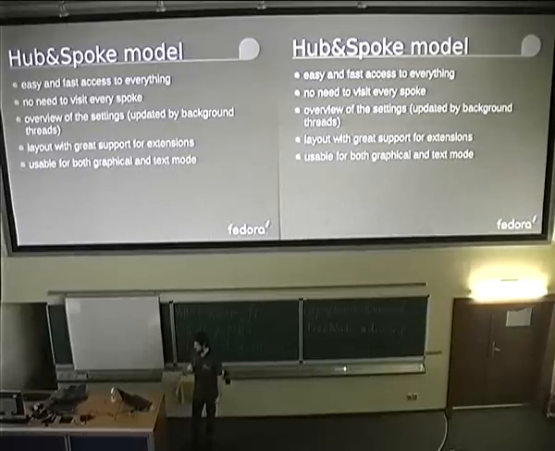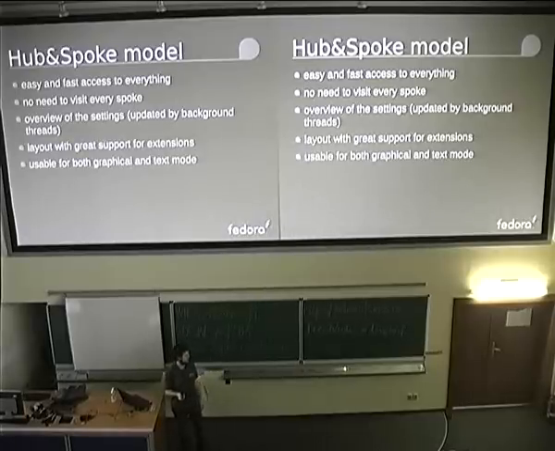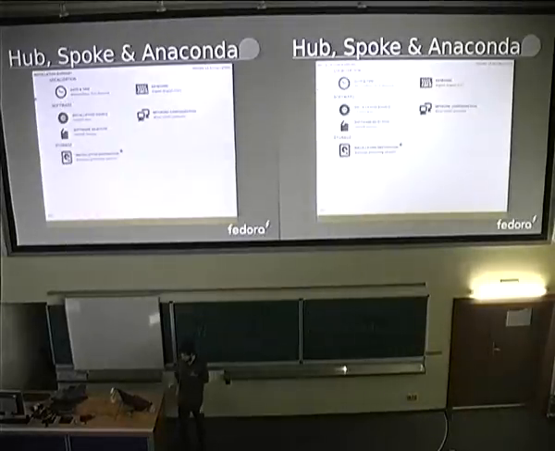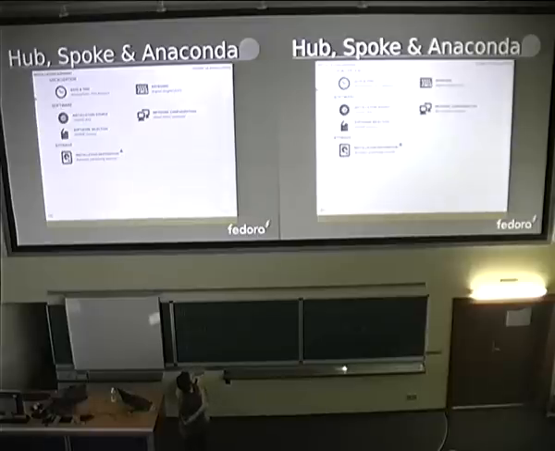Another important thing for us, because we wanted the new UI to be as extensible as possible, is that this UI model is really great for extensions. And as I've mentioned, it is used in the text mode also. So this is how our implementation looks. This is the hub. Then there are three categories of spokes. And then there are these six spokes.